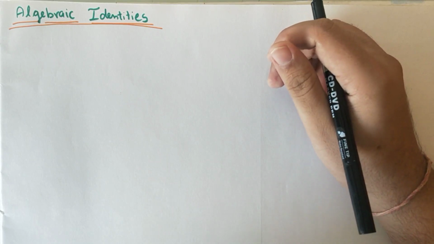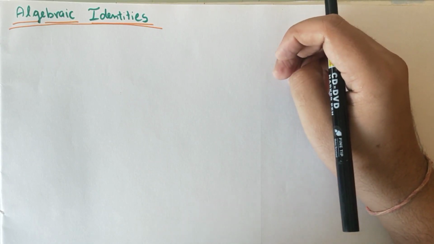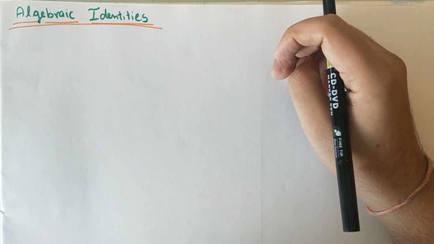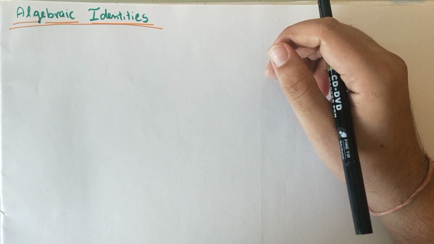But why do we need these identities? These identities make it simple to calculate things very quickly. If we know these identities, many calculations can be done orally or in the mind itself. We don't need to write anything on the paper.